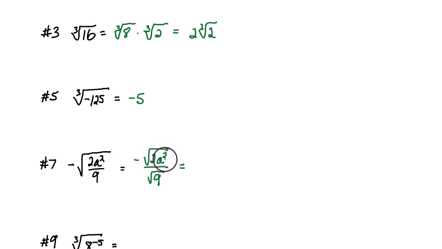Now let's look at the variable piece. The second rule on page 265 addresses that. Our root is a square root. Can you take the square root of a to the second power? You can. You just get a. In the top, we have our negative sign, and then a, and then the square root of 2. In the bottom, we can evaluate the square root of 9. It makes 3. Here's the simplified form for number 7.